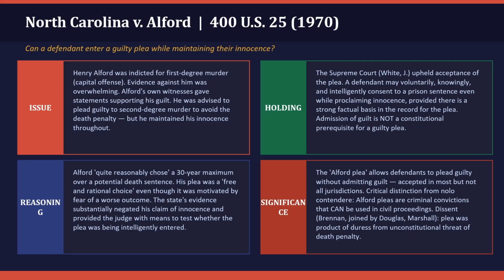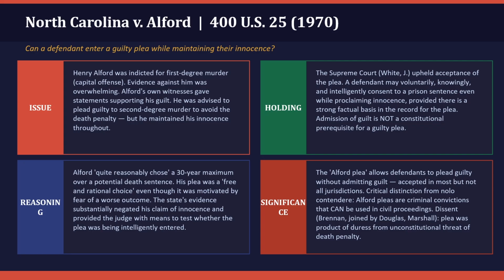Given the overwhelming evidence against Alford, his rational calculation was that he had nothing to gain from trial and much to gain from pleading guilty. That is a constitutionally sufficient basis for accepting a plea. The Alford plea, a guilty plea accompanied by a protestation of innocence, is now accepted in most, but not all, jurisdictions. It differs from nolo contendere in one critical respect. An Alford plea results in a criminal conviction that can be used in related civil proceedings to establish liability. Nolo contendere cannot. Defendants and their lawyers must choose carefully between these options.